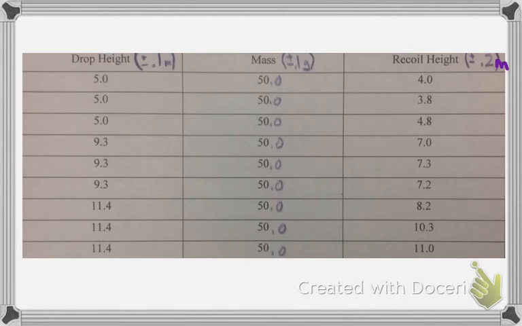Okay, so the first step that we want to do is get this into processed data. So this is raw data. These are all the trials I had. As you can see over here, I changed my drop height 3 times. So I started with 5, I went to 9.3, and I went to 11.4. In a good lab, you should change it at least 4 times. So this isn't a good lab, and I'm going to show you how that kind of hurts us later on.